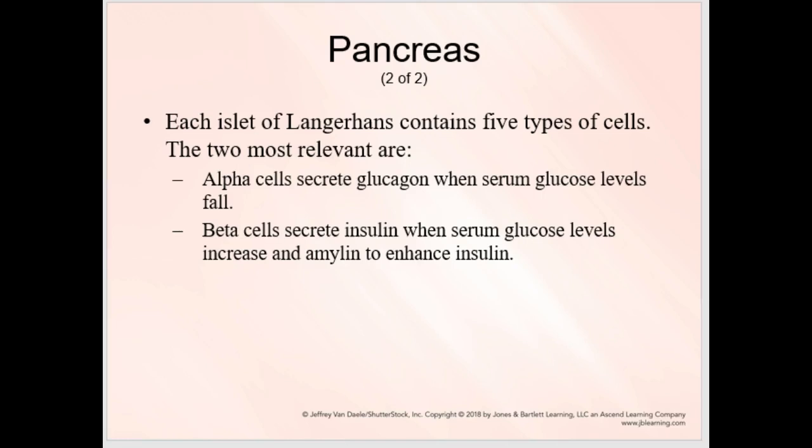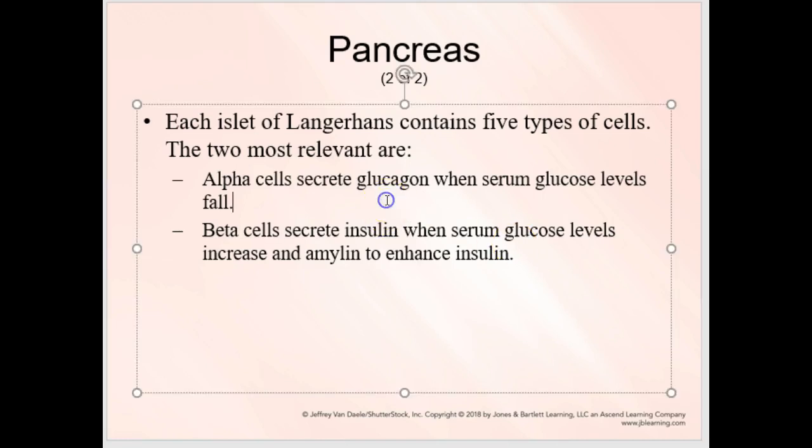So there's 5 different types of cells in the islets of Langerhans. We're just going to talk about 2. Alpha cells secrete glucagon. I always remembered A in alpha matches with A in the middle of glucagon. I don't know why, it helps me to remember it. This is going to be secreted when serum glucose levels fall. Glucagon will release stored forms of glucose. The primary area that we store it is the liver, and we'll store it as glycogen.